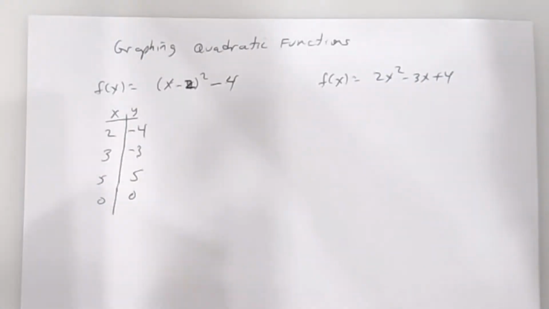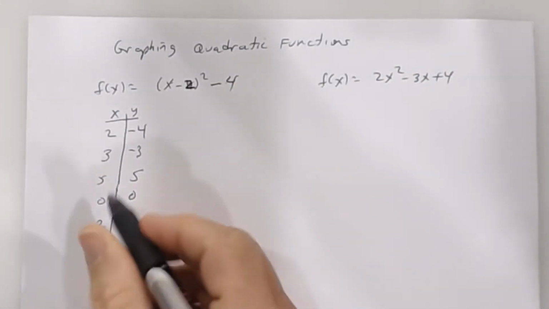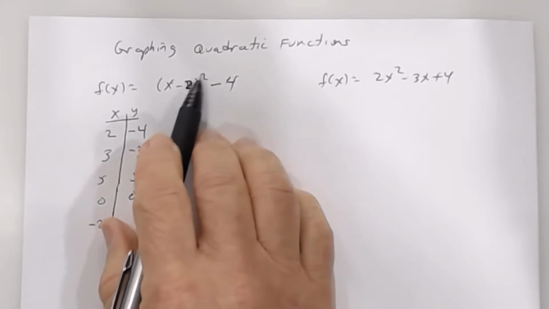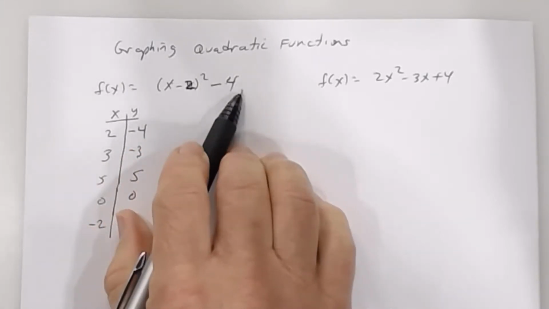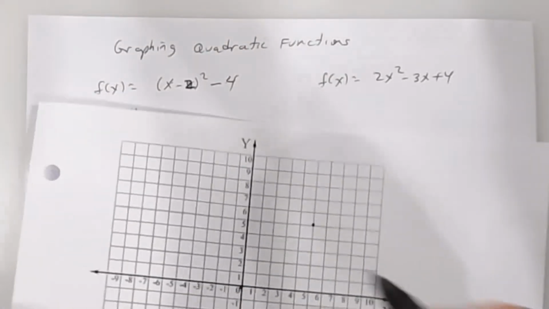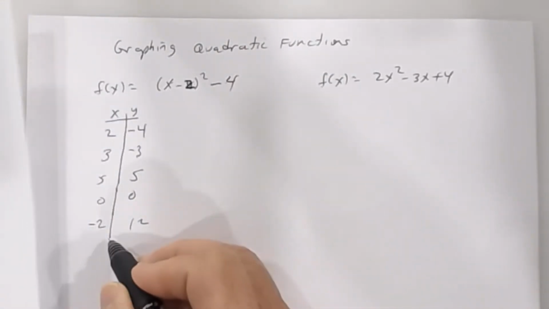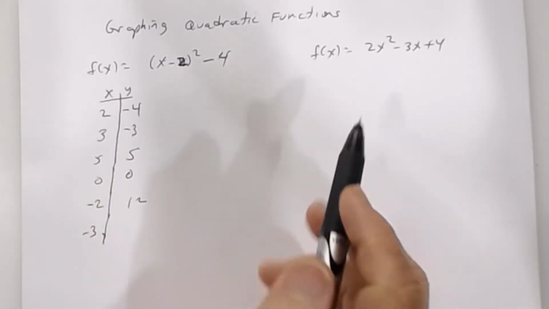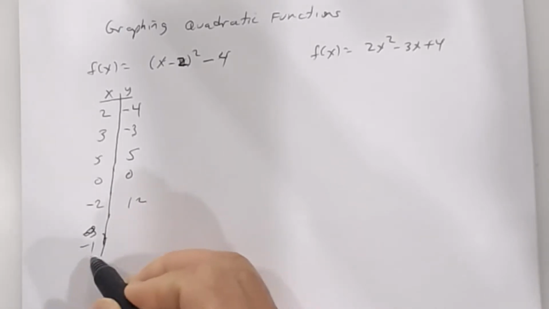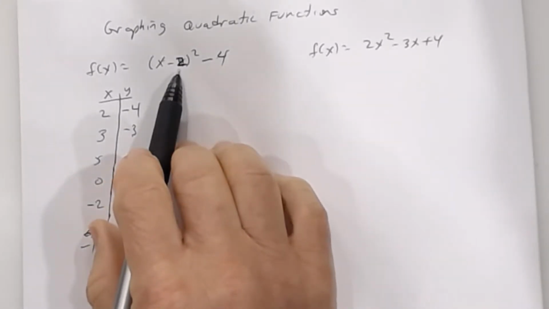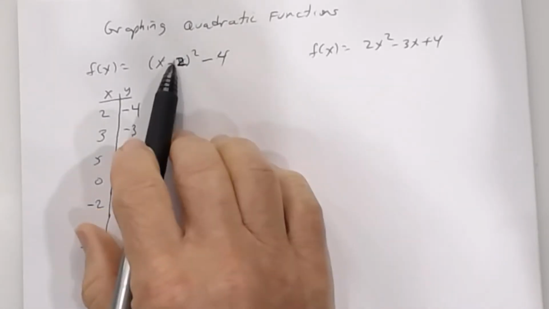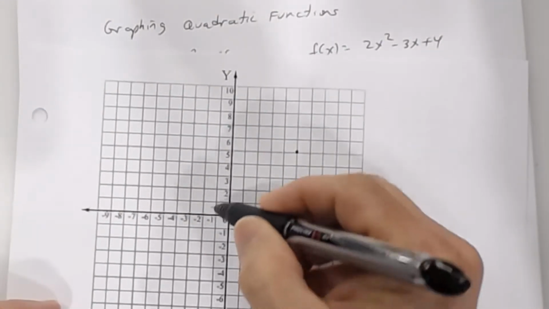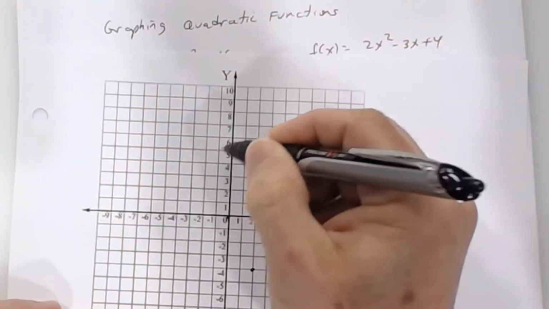If x, let's say, is negative 2, what's negative 2 subtract 2? Negative 4. What's negative 4 times itself? 16. What's 16 minus 4? 12. I don't have enough room here. So let's use negative 1, I'm sorry, negative 1. What's negative 1 subtract 2? Negative 3. What's negative 3 squared? 9. What's 9 minus 4? 5. So I plot the point negative 1, 5, which is here.